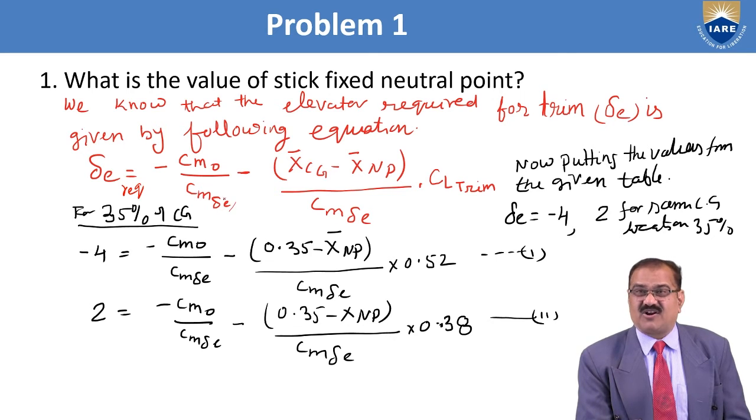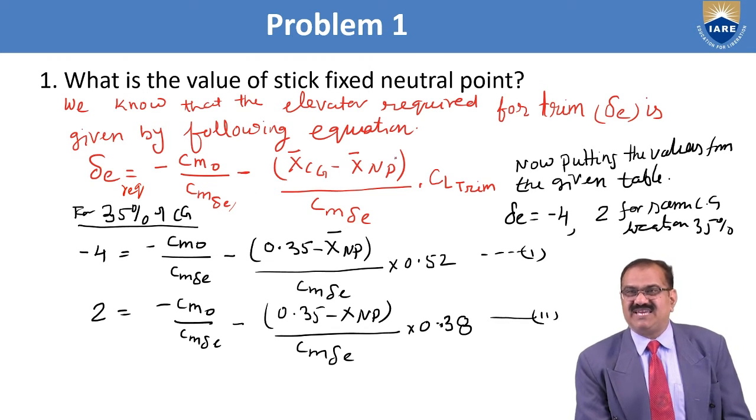This is also called the control power. Cm naught is equal to the coefficient of moment at 0 degree angle of attack. XCG minus XNP is equal to the static margin, and this is the CL trim. Now putting in the values from the given table.